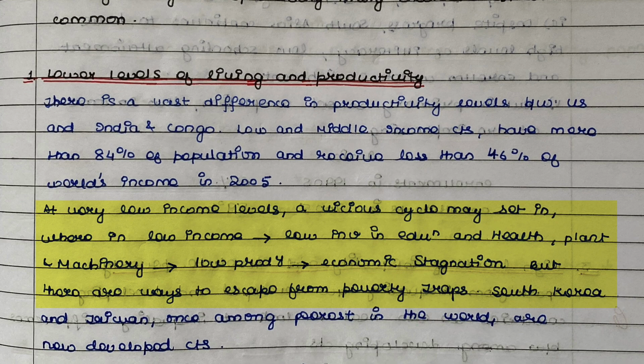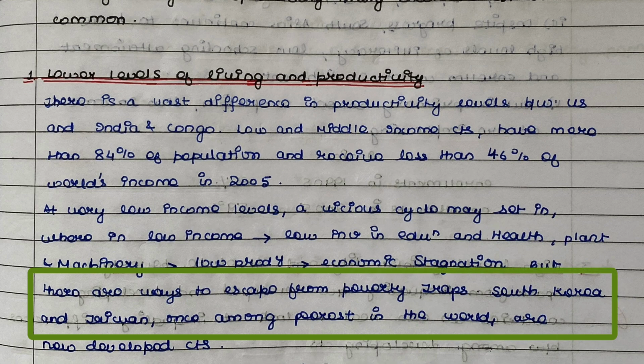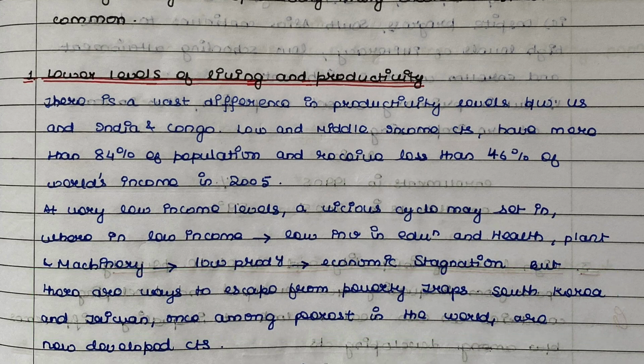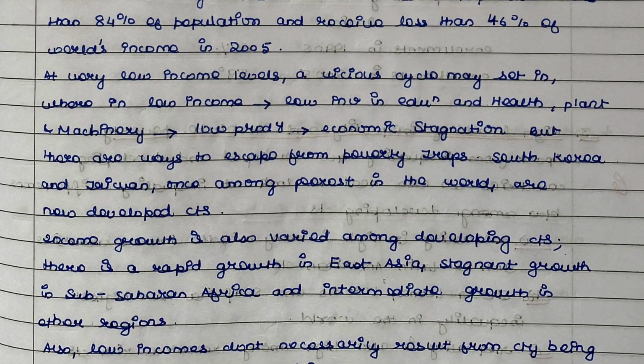But you know what? There are countries which have actually gone out of this poverty trap. What are those countries? For example, South Korea. For example, Taiwan. They have gone out of these poverty traps, right? Even among developing countries, there are countries which have grown very fast, for example some East Asian countries. There are countries in sub-Saharan Africa which are growing at a very low rate, right? And there is an intermediate growth in the other regions of the developing world, right?